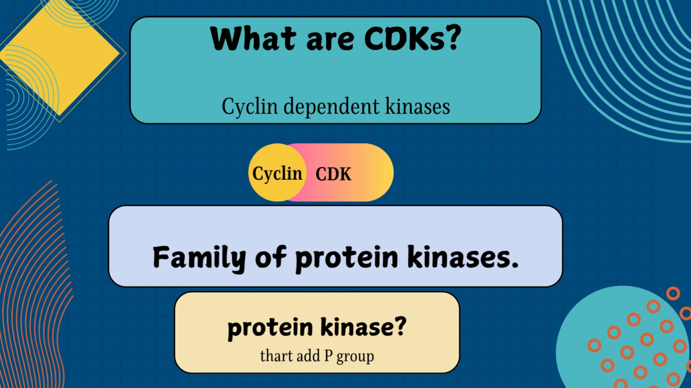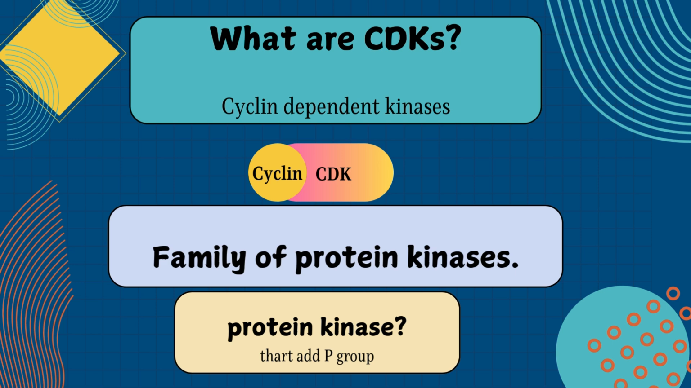Here you can see cyclin. Cyclin makes a complex with CDK. So, cyclin dependent means CDK depends on cyclin. It means CDK needs cyclin, so cyclin binds with CDK and makes a complex. Cyclin makes CDK active to perform its function. That is why CDK needs cyclin.